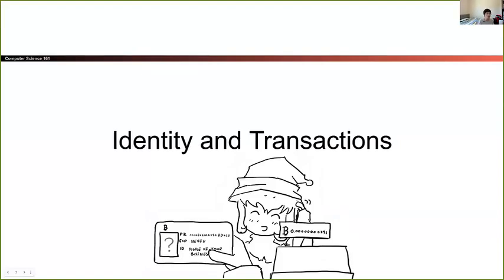Okay, so when we're talking about a way to transfer money, we first need to establish, how do I identify who someone is? If I want to transfer money to Perrin, how do I know who to send money to? How do I even know who Perrin is?